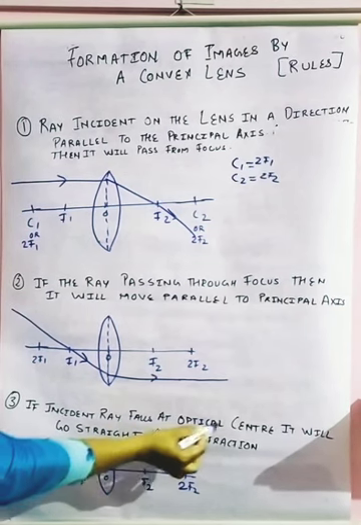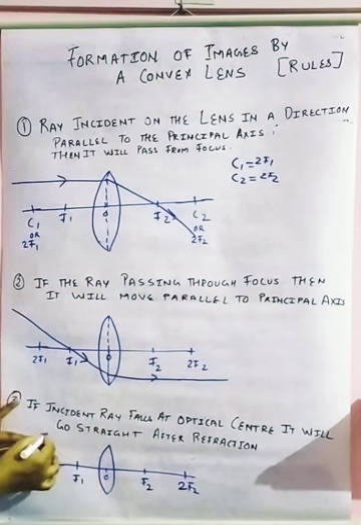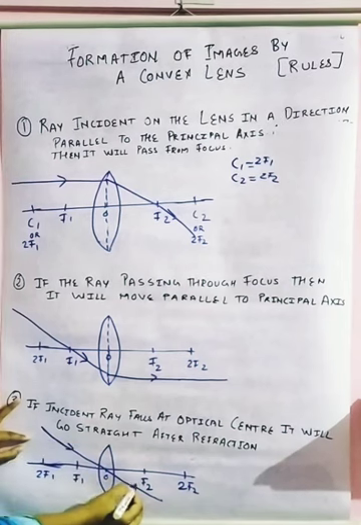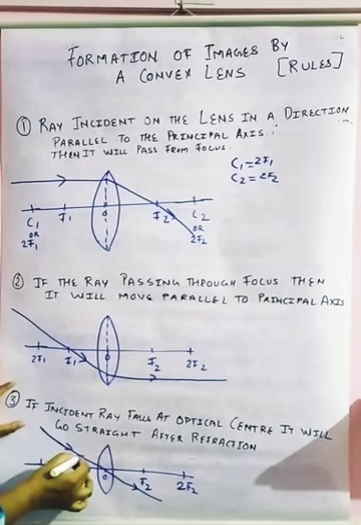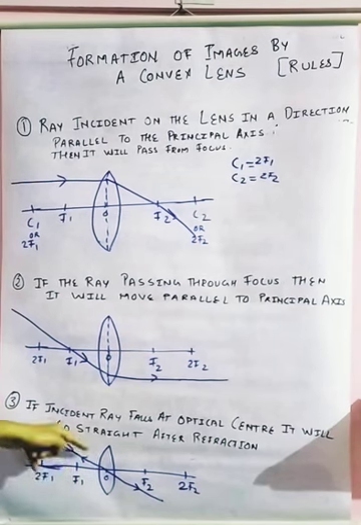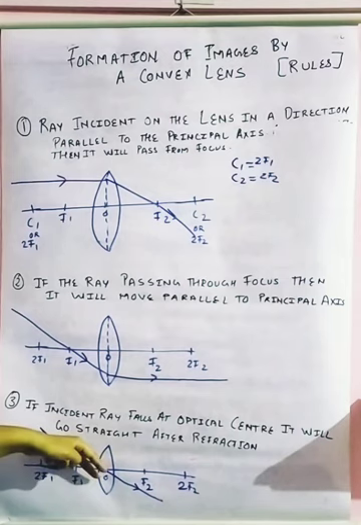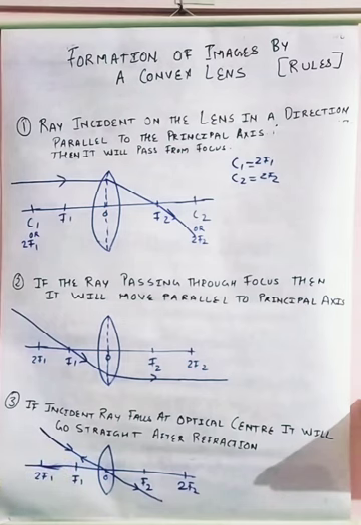If the incident ray falls at your optical center, what is its optical center? O. This is the point where the ray falls. It will go without refraction. It will retrace its path, because here the angle of incidence will be 90, so no refraction takes place at this particular place, and we find that it will retrace its path. Why does it retrace its path? Because it falls at the optic center.